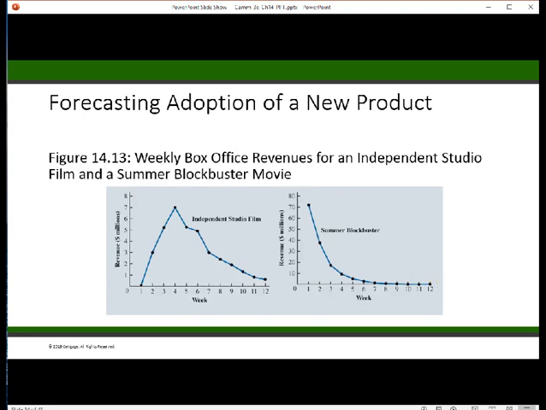And here we see a graph of the box office revenues for an independent studio. It's two different films, an independent studio film and a summer blockbuster, as we can see over the first 12 weeks after release. Box office revenues for a time period are not the same as the number of adopters, strictly speaking, but they're a good proxy for it. And the authors conclude that it's appropriate to use the Bass model in this particular case.